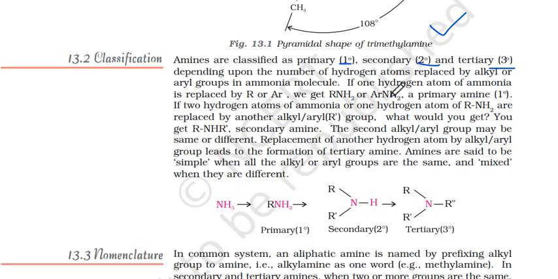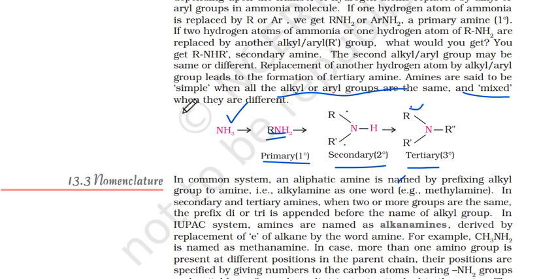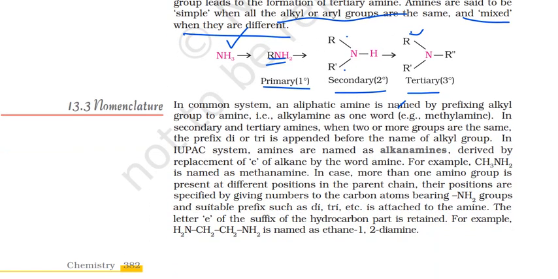So basically primary में one hydrogen replaced, RNH2, secondary में two of the hydrogens replaced, so you have R dash, and in tertiary all the three hydrogens are replaced of ammonia and you get R dash and R double dash. That's what it's trying to say: primary, secondary, and tertiary amines. Amines are said to be simple when all the alkyl or aryl groups are the same, and they're said to be mixed when they're different. Very easy. Simple means जिनमें एक ही किस्म के groups होंगे, and mixed means different groups.